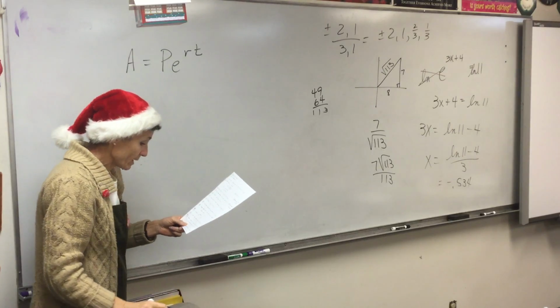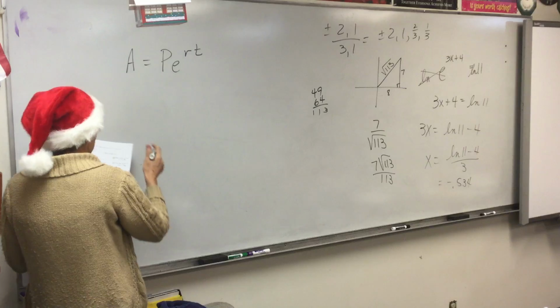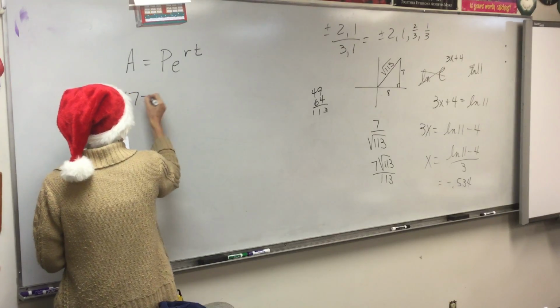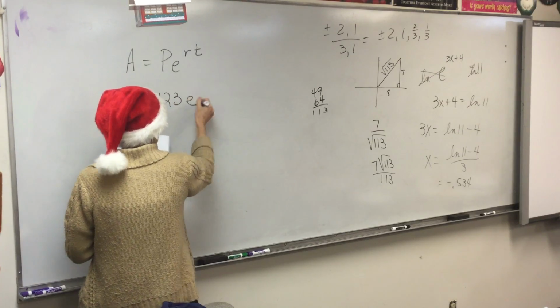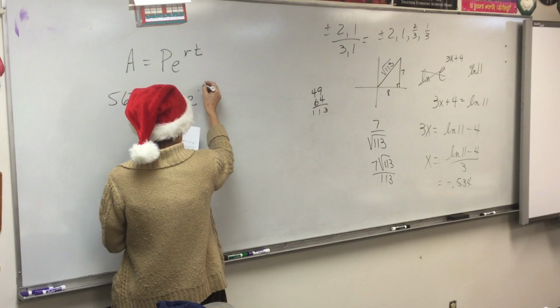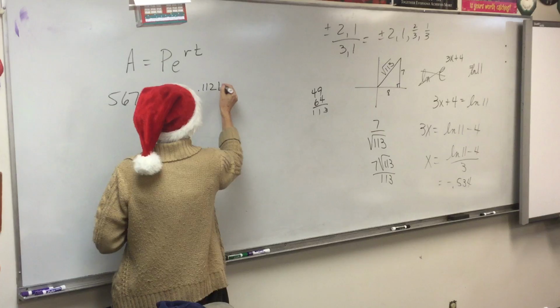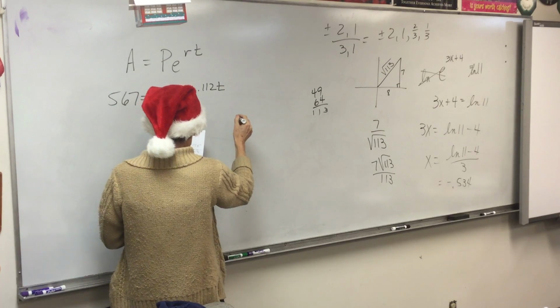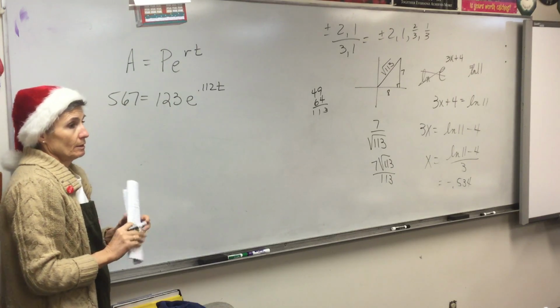So what goes where in this problem? What goes where in the PERT formula? 567 equals 123 e to the r is 0.112 t. Do I know t? That's how long.